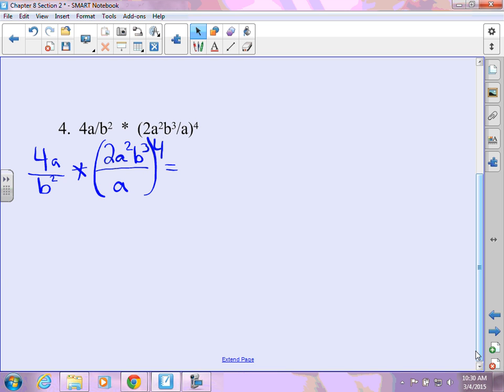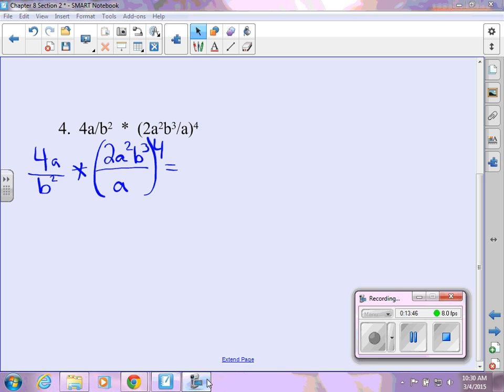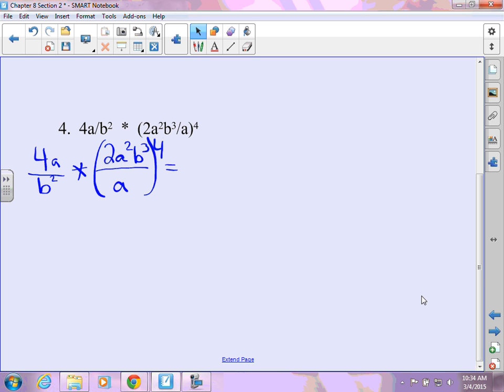All right, let's take a look at this now. The first step is to distribute. Do I distribute anything on the first fraction? No, I don't. I'm going to leave it alone. So 4a over b squared. Is there anything to distribute on the second fraction? Yes. So I'm going to go 2 to the 4th, a to the 8th, b to the 12th over a to the 4th. Excellent. Right? So I'm done with my distribute.